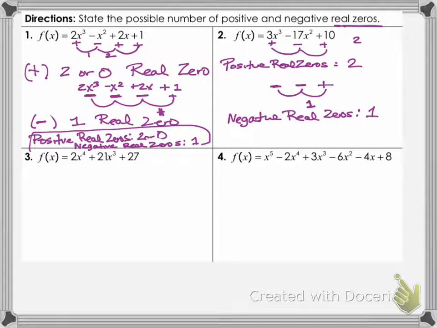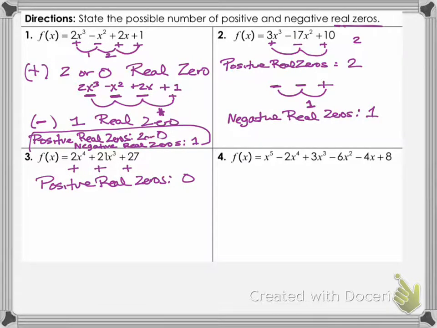All right. Okay, let's do this one. Doing the positive one first, I would just do this. That is plus, plus, plus. So guess what? There's no sign changes, so positive real zeros is 0. None of them.